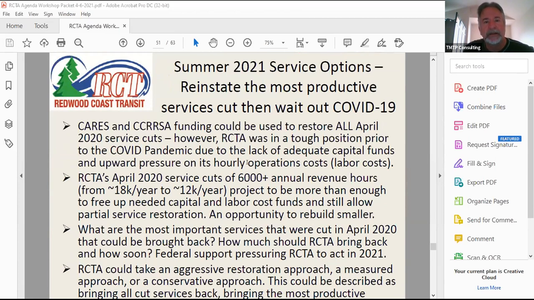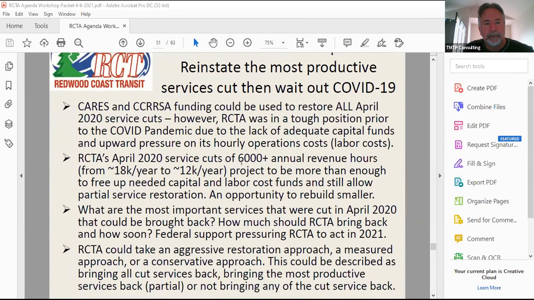We're recommending that we look at reinstating some, but not all of that. We talked about how the service level we were at before, which was nearing 20,000, probably in the 19,000 range, is probably not sustainable for us to meet our capital needs and grow our labor costs a little. We want to be an employer of choice and have stability and still deliver all that service. So what's the right amount of reinstatement? That's the million-dollar question.